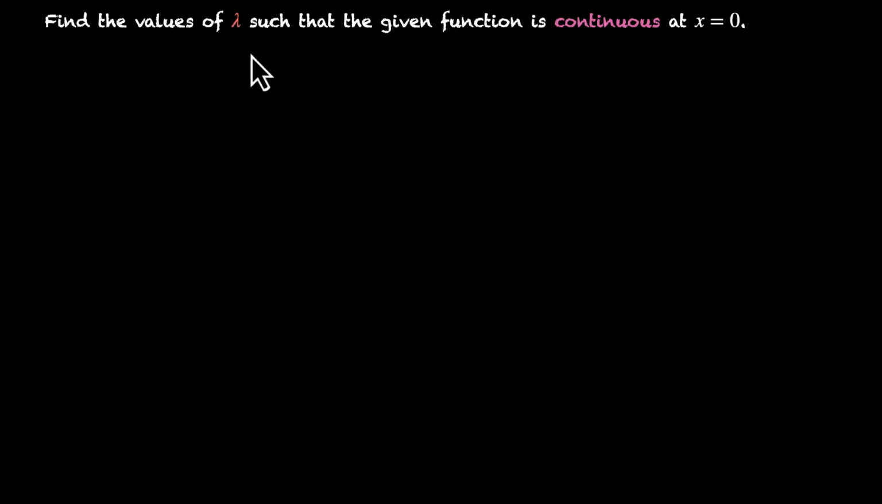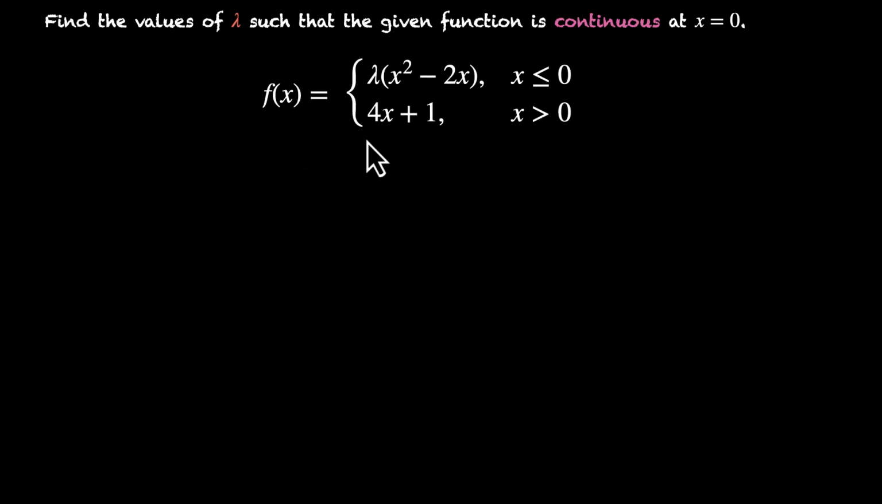Let's solve one more. Find the values of lambda such that the given function is continuous at x equals 0. And the function is defined as this. f(x) is equal to lambda times x square minus 2x for x less than or equal to 0, and 4x plus 1 for x greater than 0. Pause the video, try this yourself.